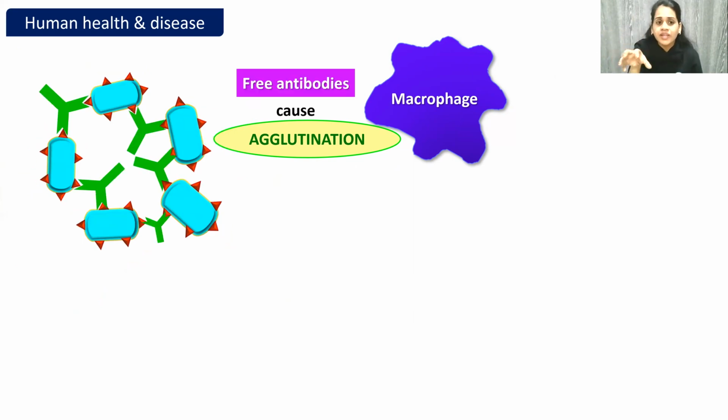Instead of that, what do the antibodies do? They come, the free antibodies, and they glue all the microorganisms together. What do they cause? They cause agglutination. That is, they glue all the microorganisms together. Because once a lot of pathogens come inside, the macrophage has to eat them one by one, which becomes difficult. So to avoid that, what do our free antibodies do? The free antibodies glue all the pathogens, and that is called agglutination.